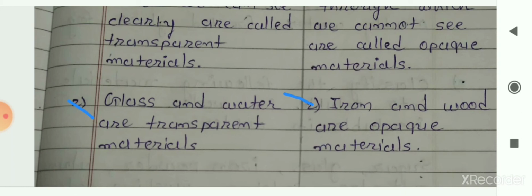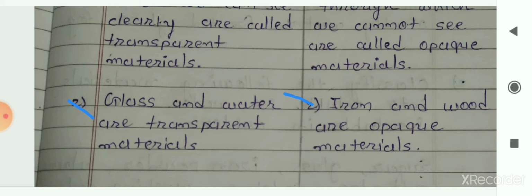In transparent materials, the materials through which we can see clearly are known as the transparent materials. And in opaque materials, the materials through which we cannot see are known as the opaque materials. Then the next point is the example of these two different types of materials. So glass and water are the transparent materials and iron and wood are the opaque materials.